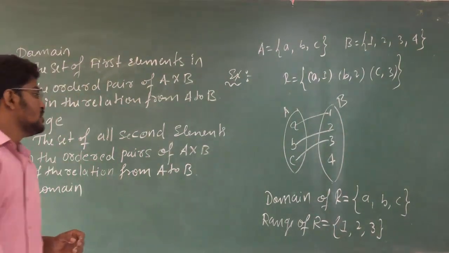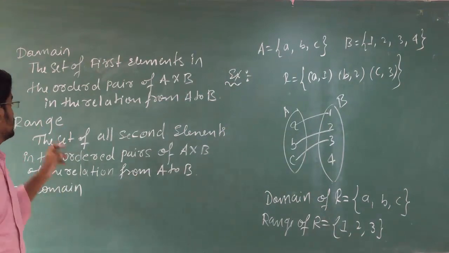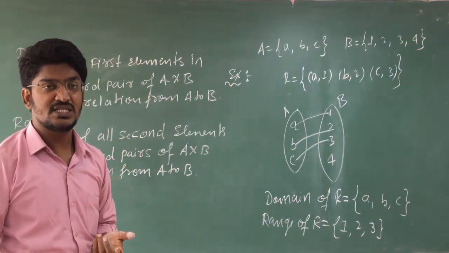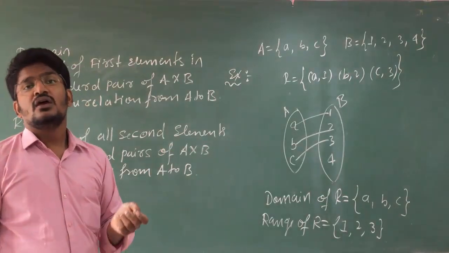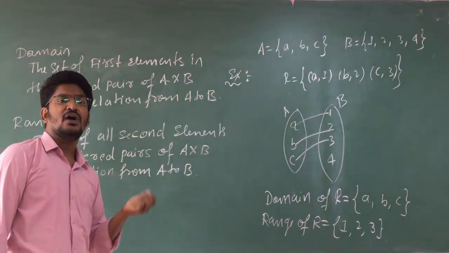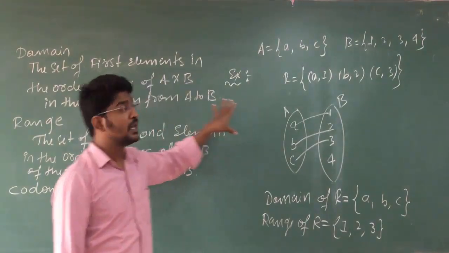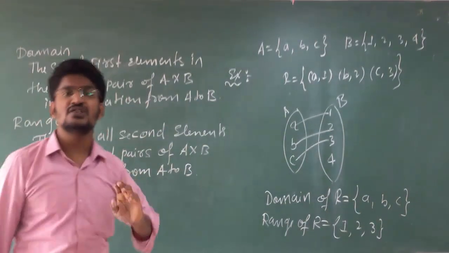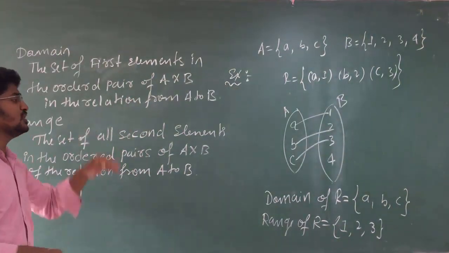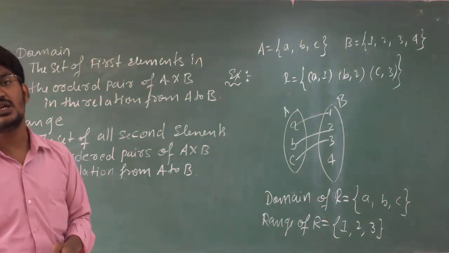Clear? Therefore, domain is the set of the collection of first elements. Range is the set of the collection of second elements of the ordered pairs of A cross B for the given relation from A to B. Clear? So therefore, I think with this example, this definition is very much clear for you. Okay? You can pause the video to take all these notes, or otherwise there is a PDF which I have already sent you. From that you can write the notes also.